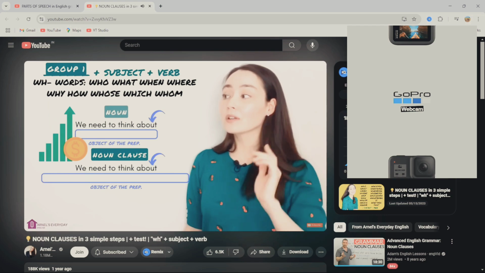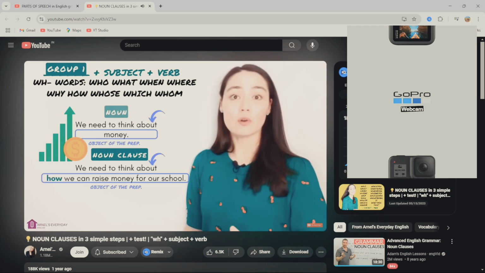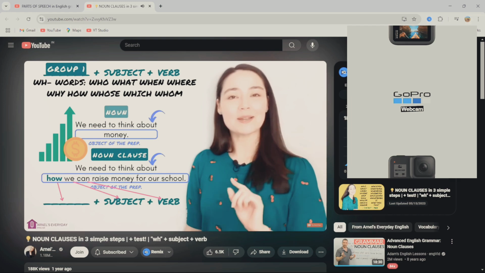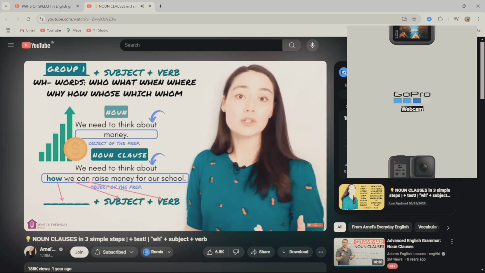We need to think about money. We need to think about how we can raise money for our school. How plus subject plus a verb. Here, my noun clause is the object of the preposition about.